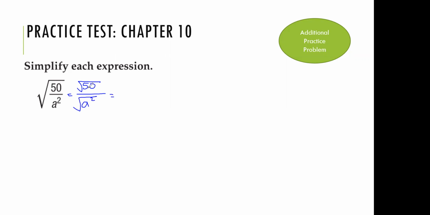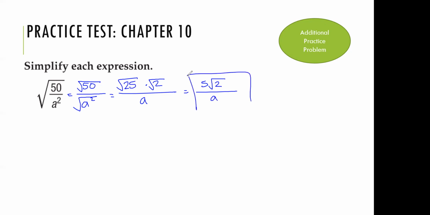Okay, so 50 has a perfect square factor, right? 25 times 2 is 50, and 25 is a perfect square. And then the square root of a squared is a, right? A times a is a squared. And then the square root of 25 is 5 times the square root of 2 over a. Okay, so that'd be our final answer there.